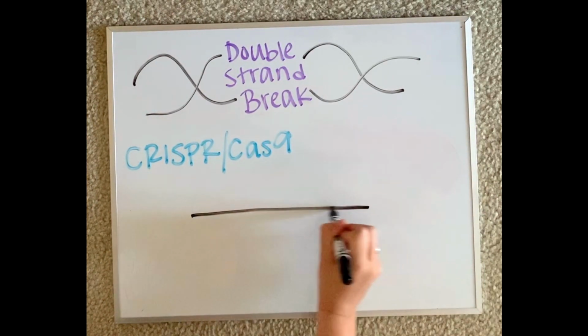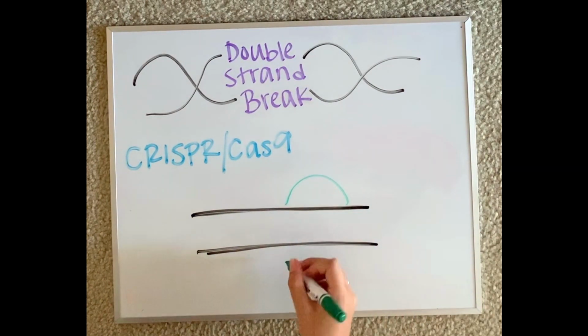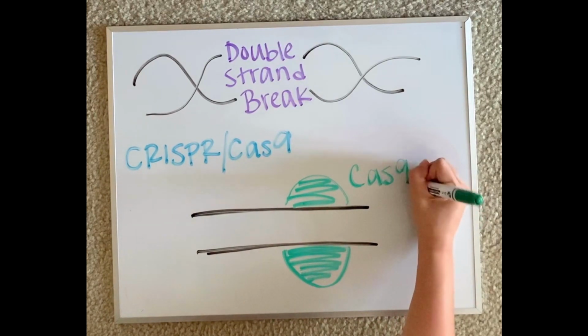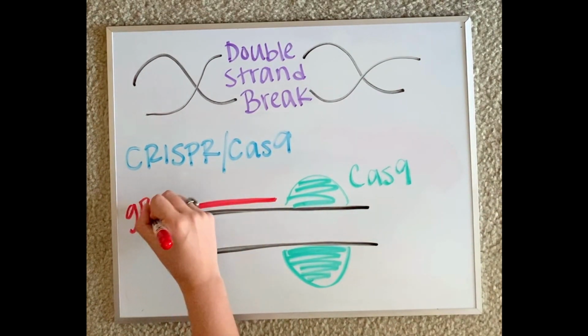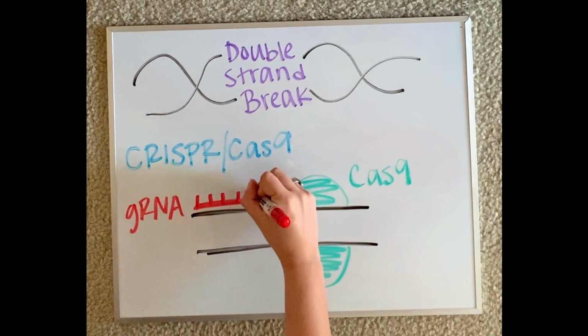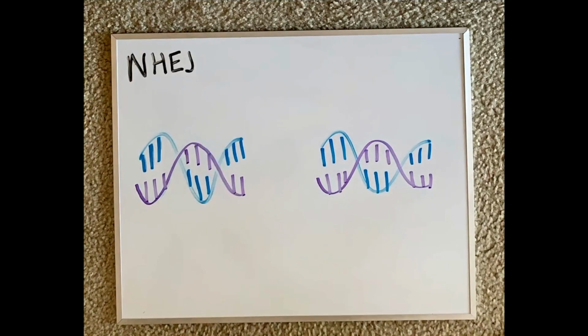When there is a double-stranded break in the DNA, an endonuclease known as Cas9 will then bind the DNA. It will use a guide RNA in order to find complementary sequences and target the DNA at these sequences. Discovered in bacteria, this system has revolutionized genetics and genetic engineering. Now let's take a closer look at non-homologous end joining.